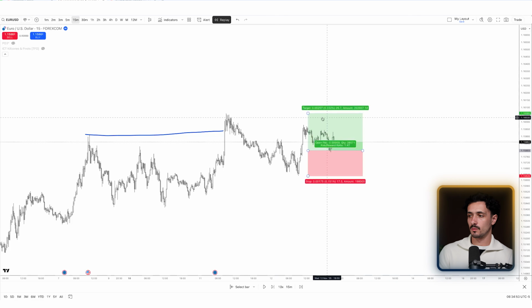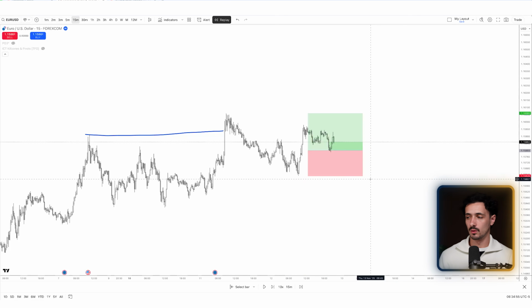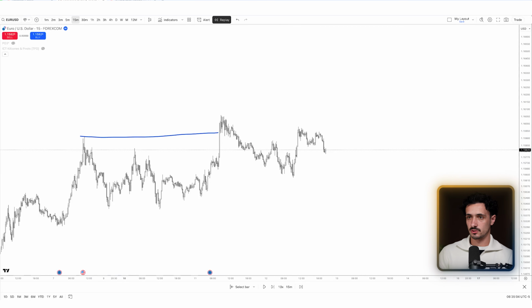Not great. What's something that we could do to make this a whole lot better? It's something that I call confirmation, right? Lower time frame confirmation. So here's what you do. Instead of taking your trade from this area of demand, we're actually just going to use it as an area of interest. So we can see here we have our low and our high.